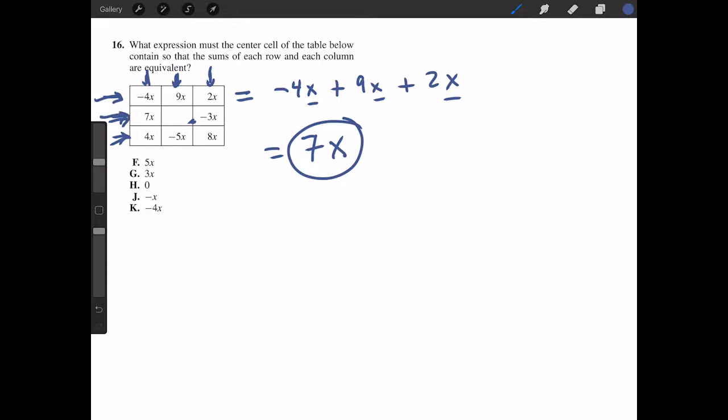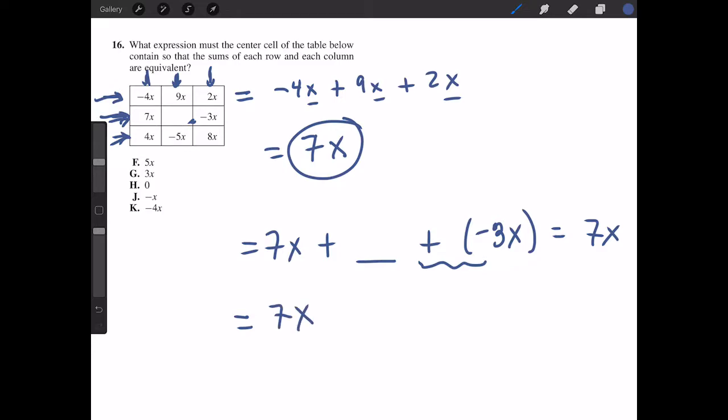If we look at, say, the second row, we have 7x plus something, and then plus a negative 3x, and we need to make this be equal to 7x. All right, so a couple of things we would need to know here. How do you simplify adding a negative term? Well, when you add a negative term, you're really subtracting. So we can simplify this to 7x plus blank minus 3x. And again, we still need this to be equal to 7x, which we found earlier, right here.